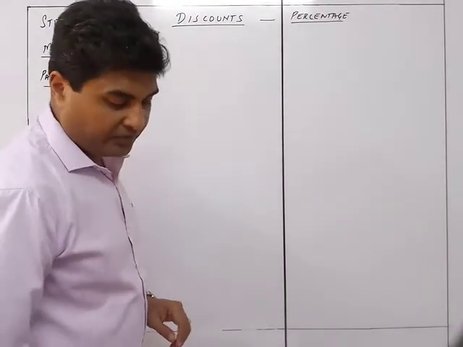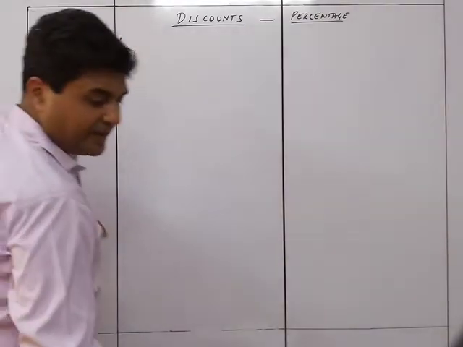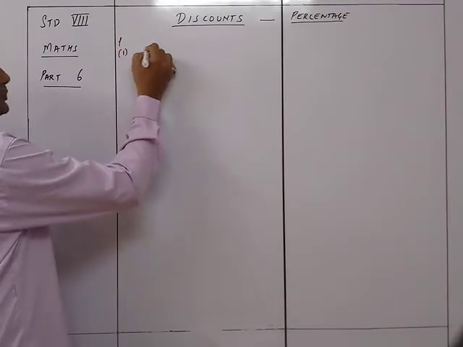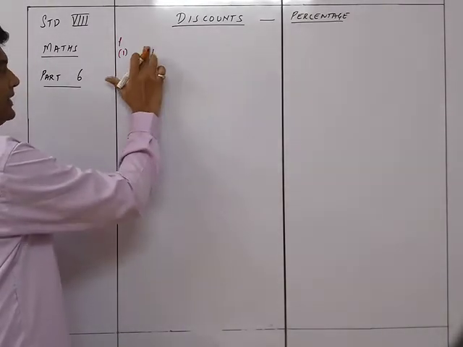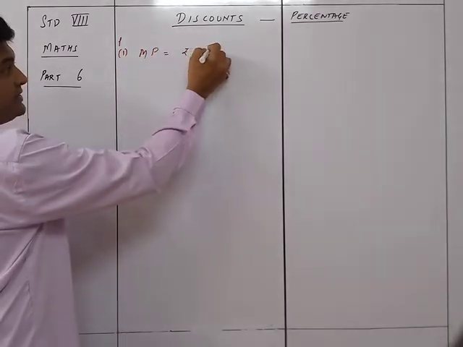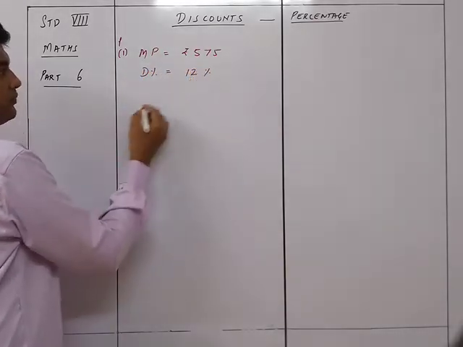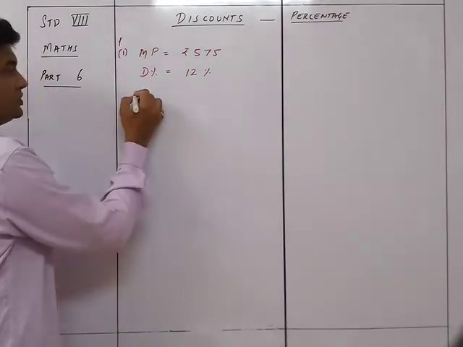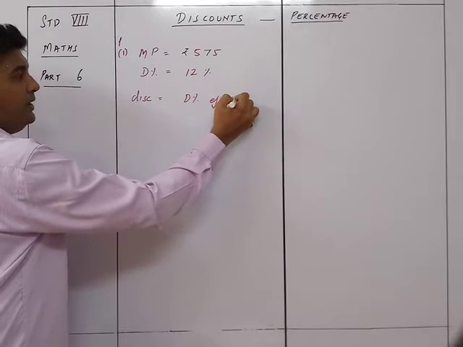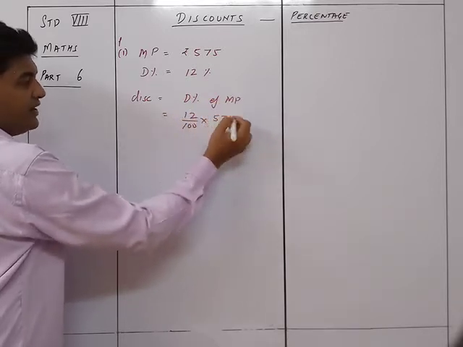We start with first ka first. It's given: find the discount and the selling price when the mark price is equal to rupees 575 and discount percent is equal to 12%. So we need to find out the discount. Discount is equal to discount percent of MP, which is 12 upon 100 into 575.